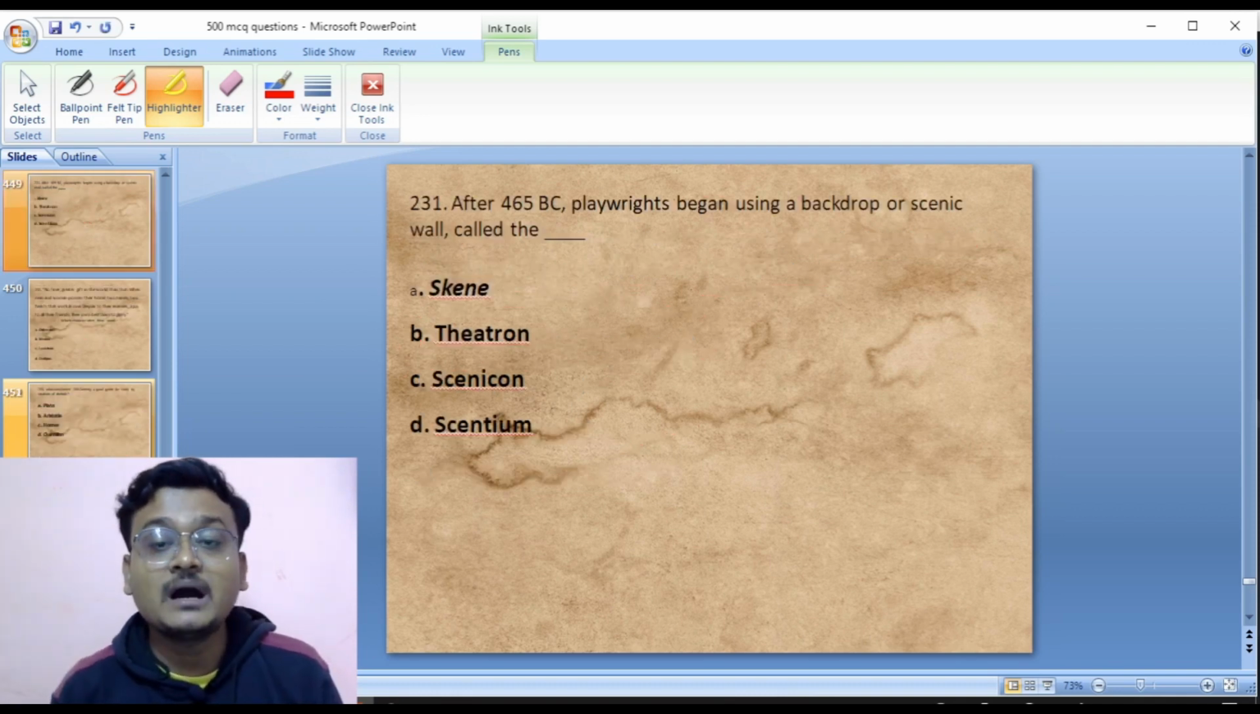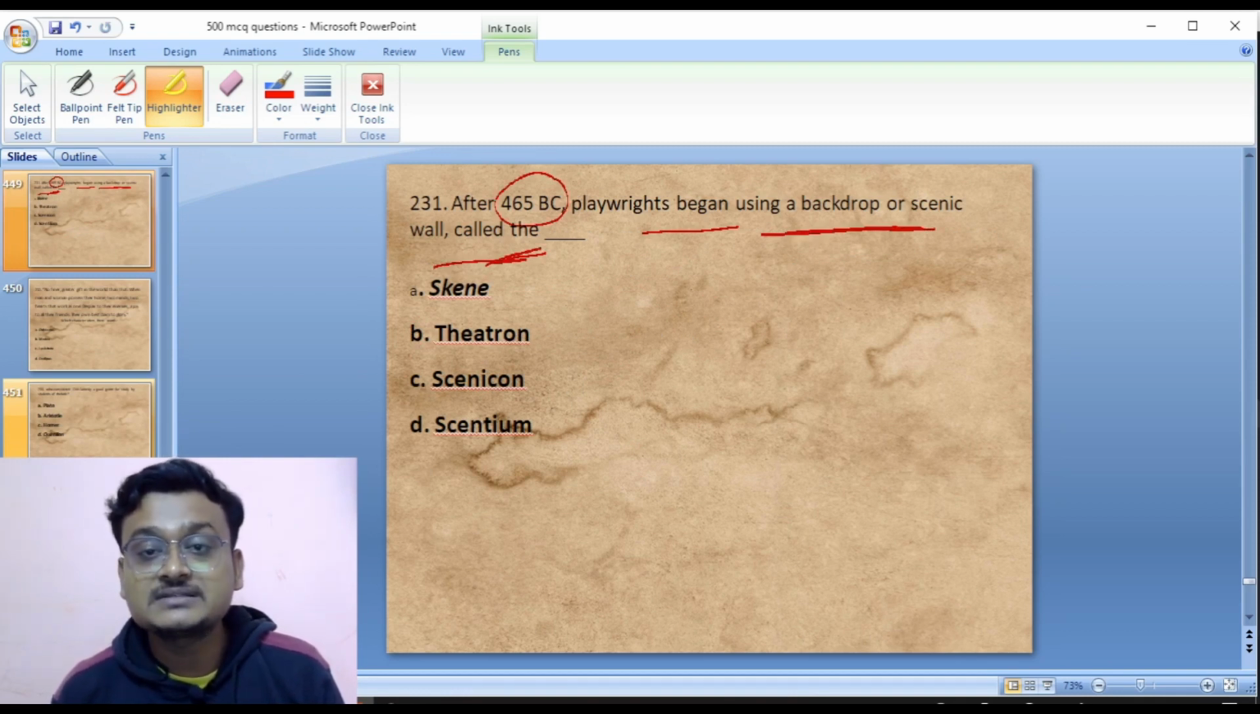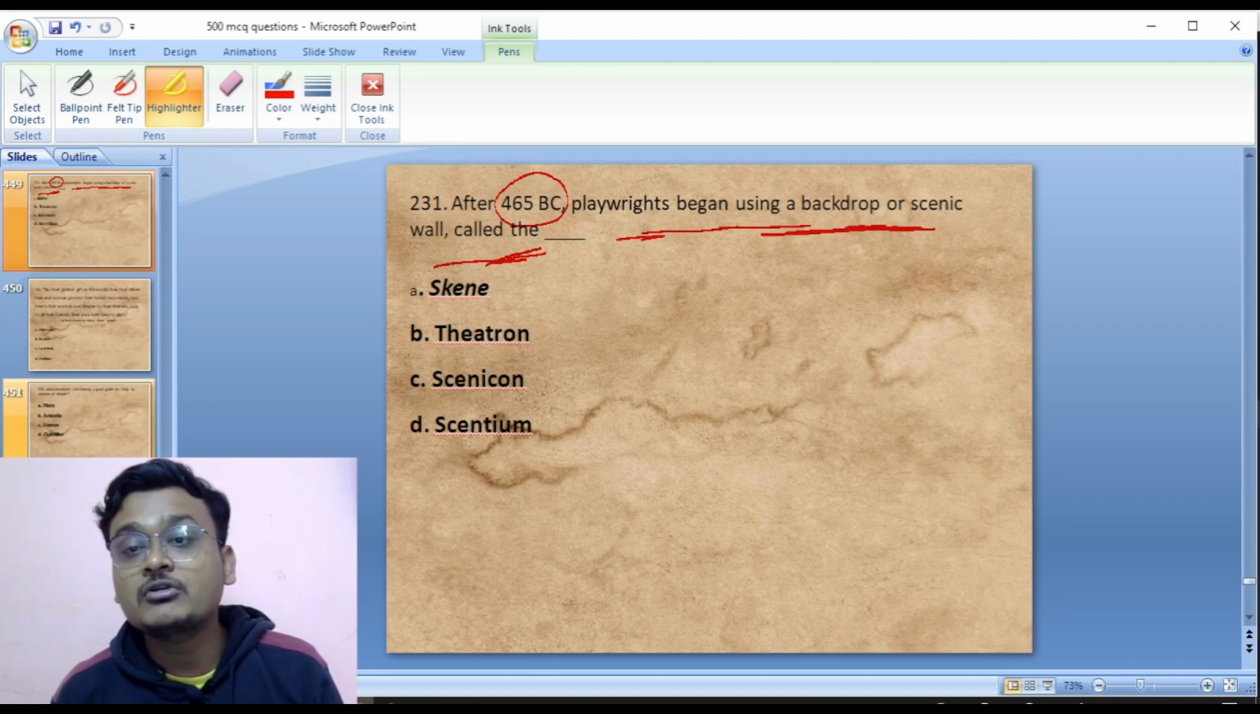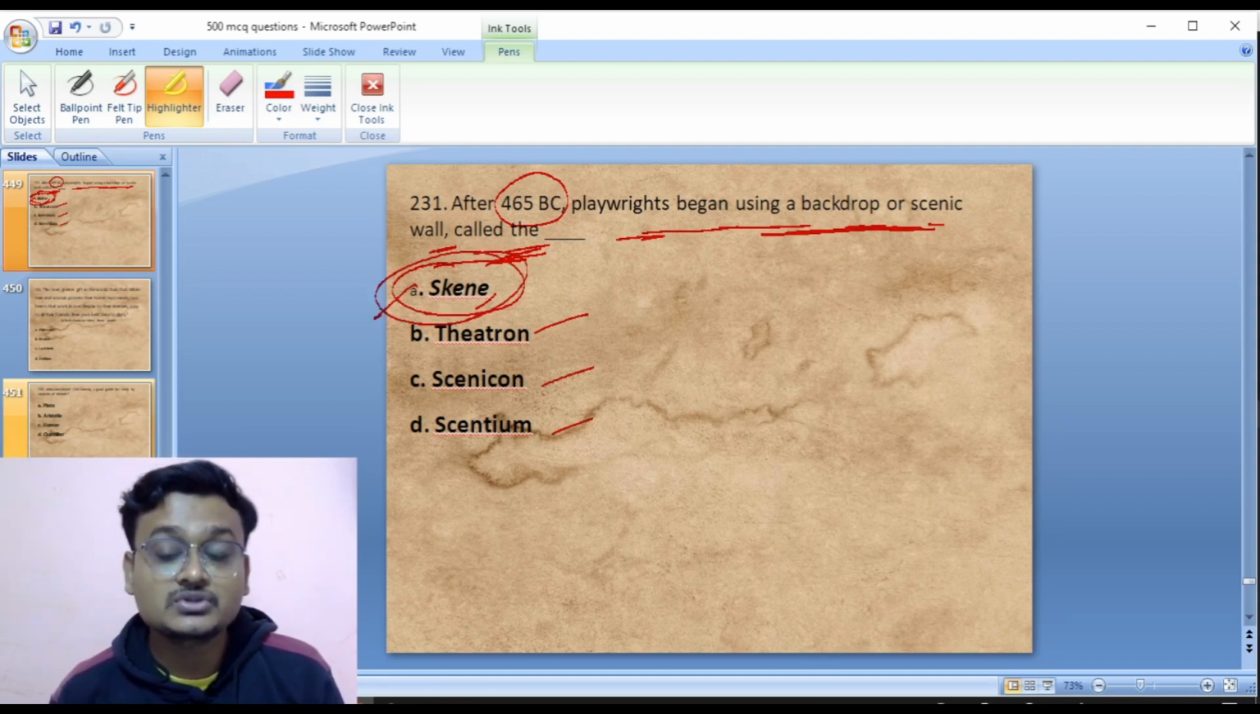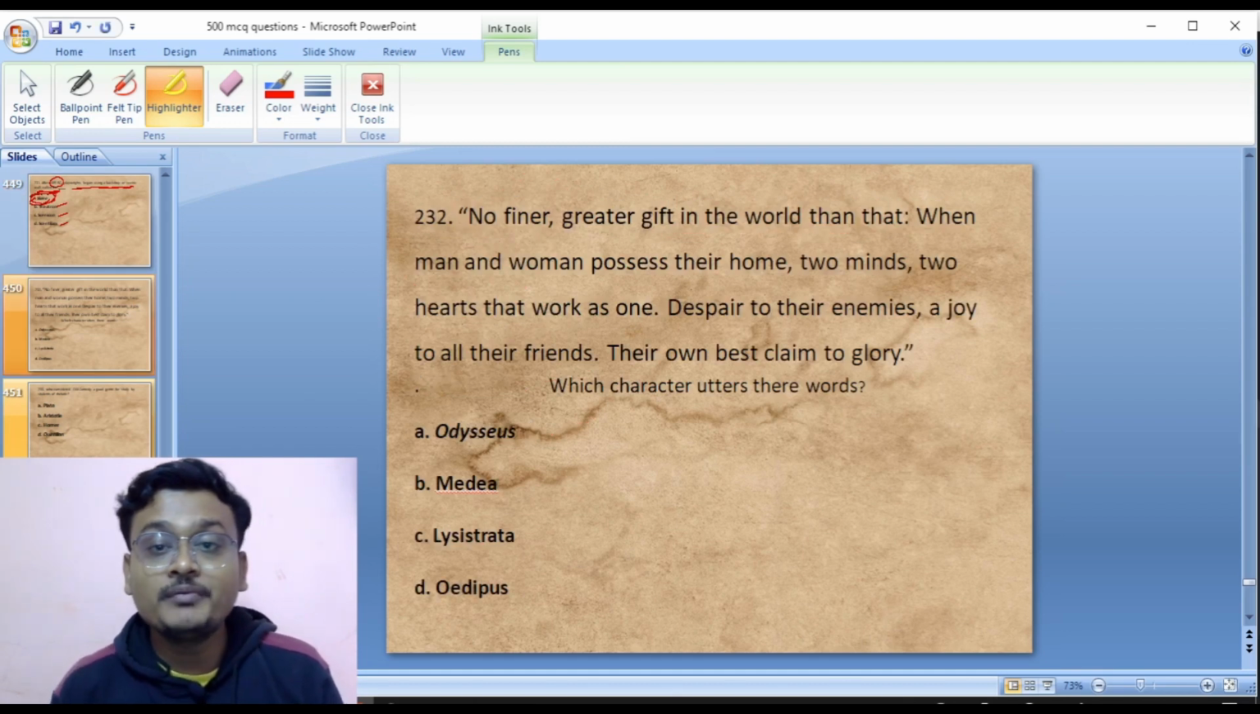Next question. After 465 BC, playwrights began using a backdrop or a scenic wall. Called what? Skene, Theatron, Skenison, or Scantia. It is skene. Okay, next question.